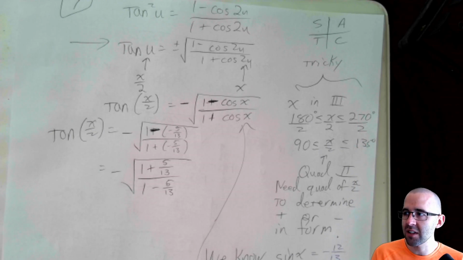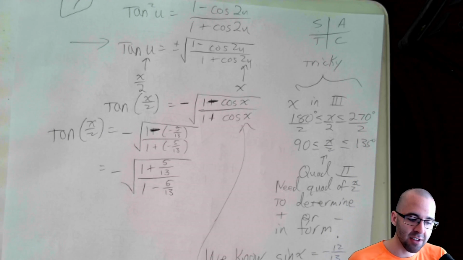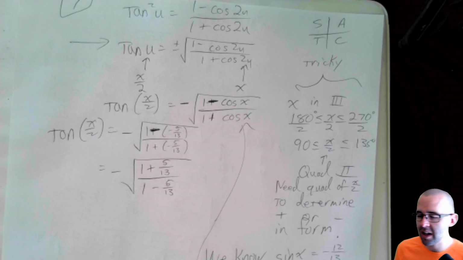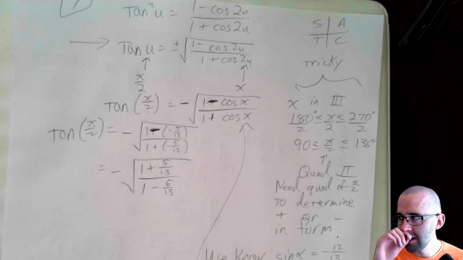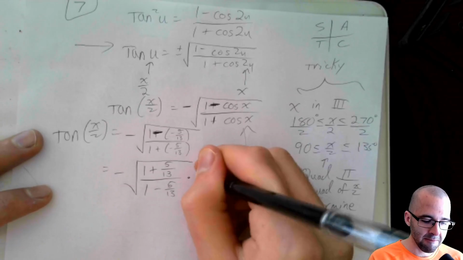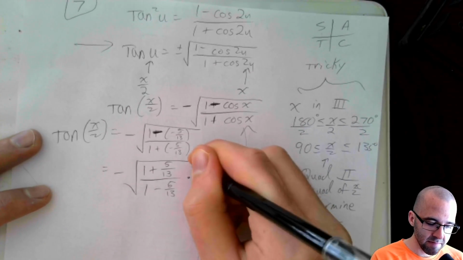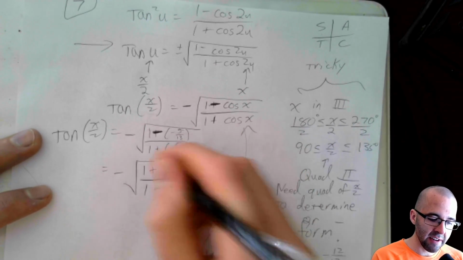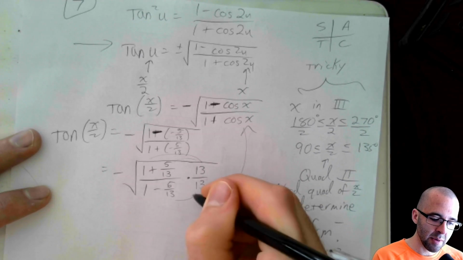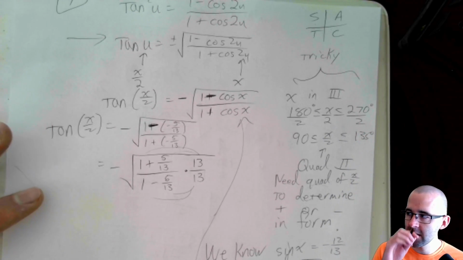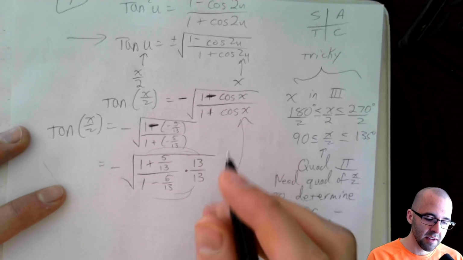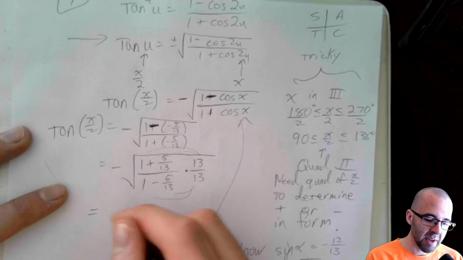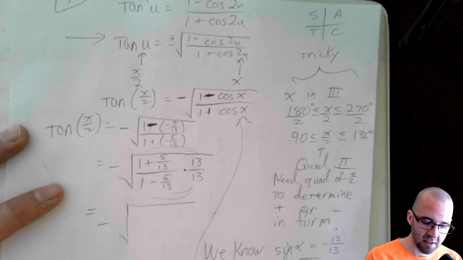And now again, we have complex fractions. We need to simplify the complex fraction. So we multiply the top and the bottom by the LCD, just 13. We distribute that on the top. We distribute that on the bottom. So that's going to make some nice things happen.